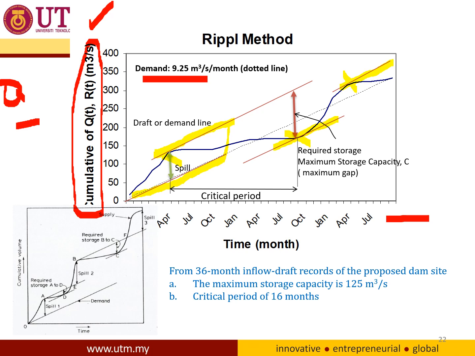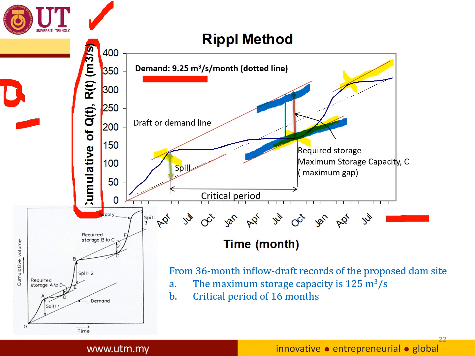Okay, so from this you can see, for here, where is the spill? The spill means there is excess of water. And you have some not spill, but because the demand line is here, the red line is the demand line. So you compare the demand line, for example here and here. Okay, so the difference here is the required storage. The maximum difference here.